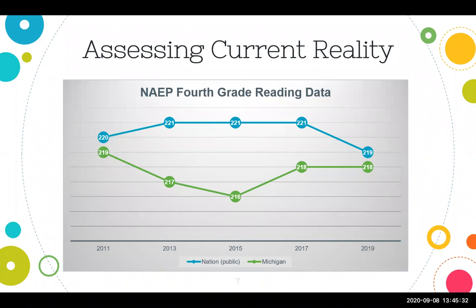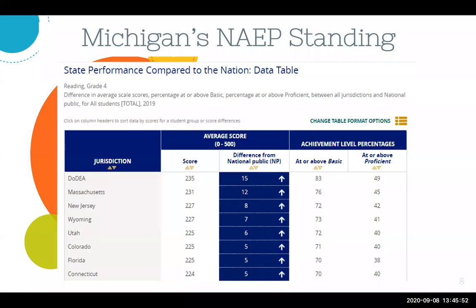It's also important to note here that these average scale scores fall in the NAEP basic range. The NAEP proficient range begins at 238. So while the average scale score was 218 for our students, and our students are making gains, there is still a lot of work to do. The NAEP website also provides the ranking of all states in the nation and includes Puerto Rico, Washington, D.C., and Department of Defense schools. Michigan's standing, according to this NAEP fourth grade reading data, is number 28 out of 53 according to the 2019 data.